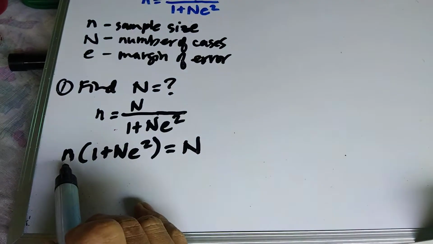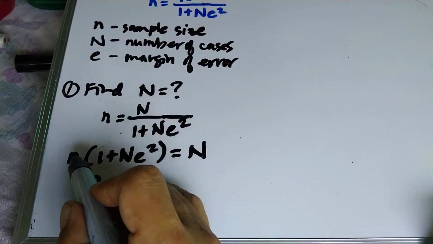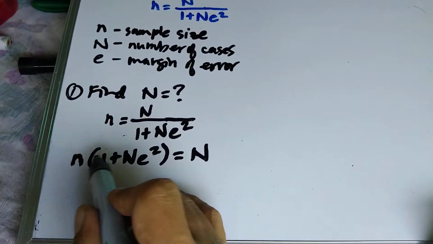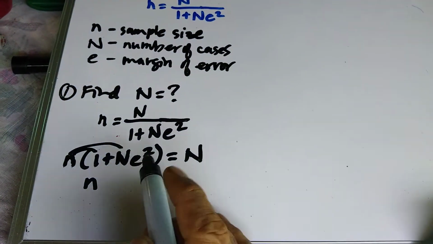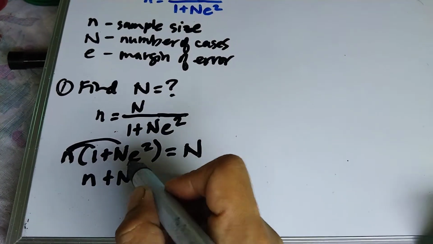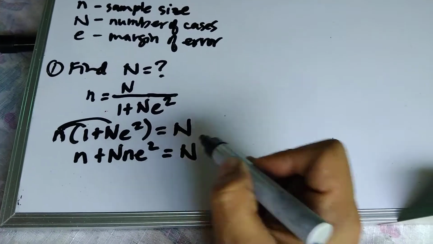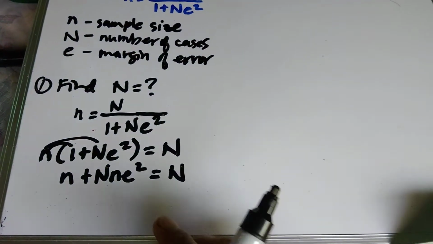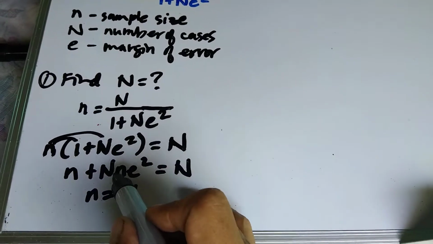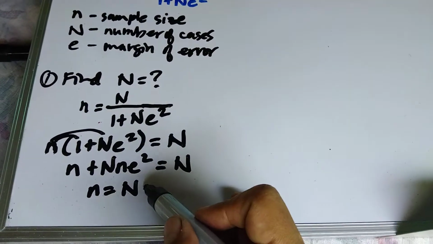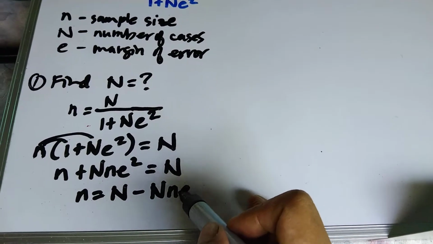So here we will distribute n to each term. So n times 1, you have n. Then n times capital N e squared, you have plus small n capital N e squared, is equal to capital N. Again, we are solving for capital N. So you have n is equal to capital N. We move it to the right side, so it becomes minus small n capital N e squared.